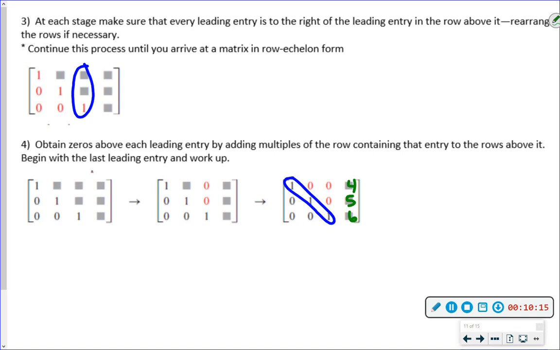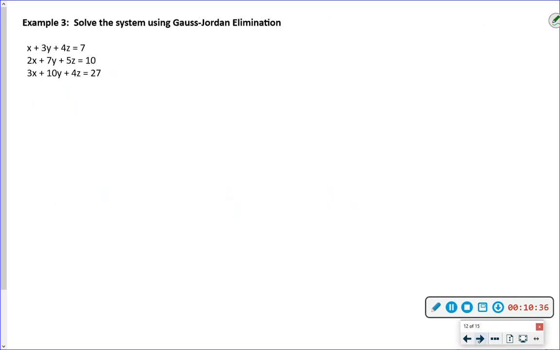1x equals 4. 1y equals 5. 1z equals 6. When you are in reduced row echelon form, it's a mouthful, diagonal 1s, zeros above and below, the final column are your answers for x, y, and z. That's what we're after. Okay, are we ready?